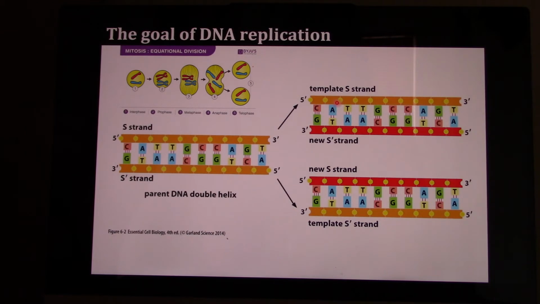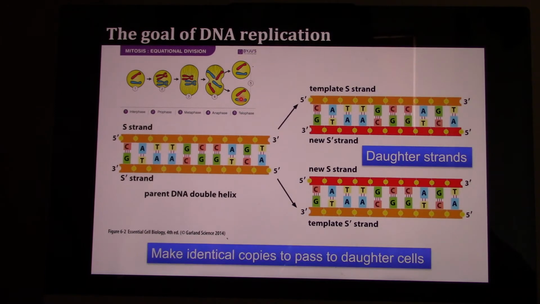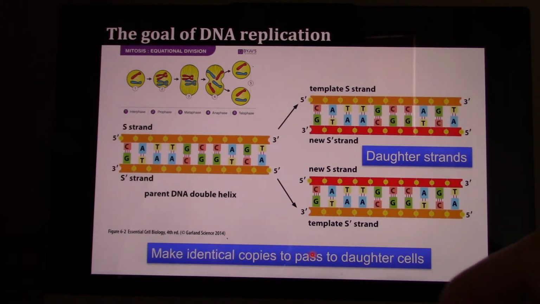And this acts like a template, just like a piece of paper. You can scan it and get a copy of it, or you can take it to a Xerox machine and copy that piece of paper. You still have the original piece of paper, but then you've also got a copy of that piece of paper. And the copy is the new DNA strand, or S prime. S and S prime. Okay? And so we're going to get daughter molecules of DNA to go into each one of these daughter cells when we go through cell division. So we make identical copies to pass to the daughter cells.